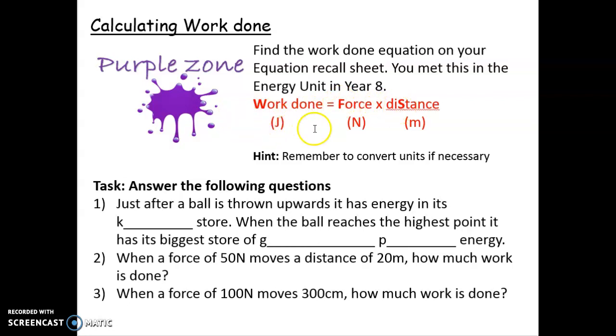You also need to remember what they're measured in. So they're in shorthand here. J is for joules, N is for newtons, and M is for meters. Okay, so that's something to bear in mind. So we did meet this in year 8.